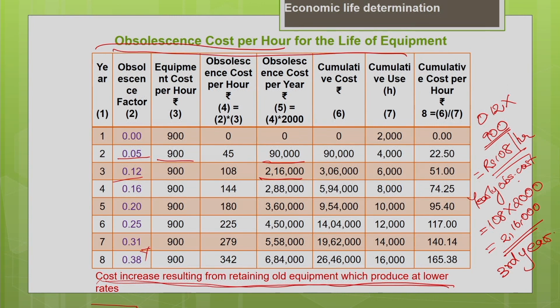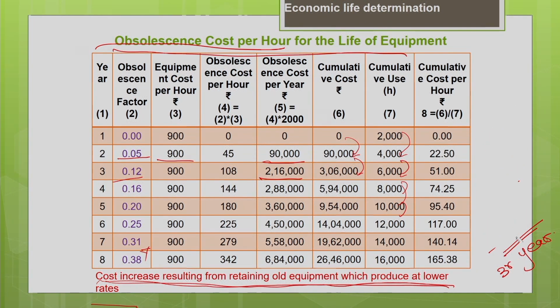Now, you find the cumulative obsolescence cost. You add it, and you will get the cumulative obsolescence cost for every year. You know the usage for every year is 2000 hours, so you can add it. Now, similarly, you find the cumulative cost per hour. The cumulative cost per hour is nothing but column 6 divided by column 7. As we did for the earlier cost, the same methodology we are going to follow here.